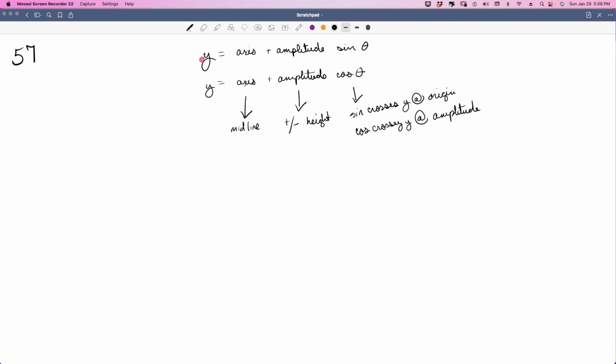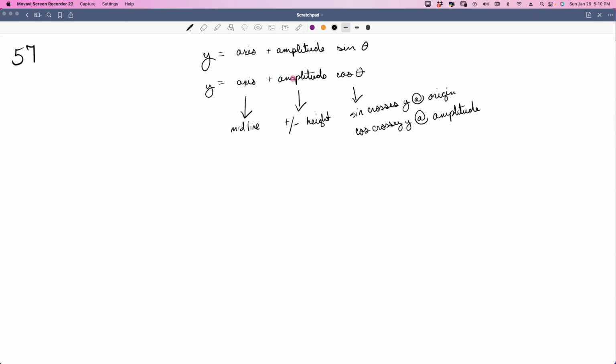So far we've learned that we can write a sinusoid function as y is equal to the axis plus the amplitude times the sine of theta, which just means that we have the midline of our sinusoid with how far up or down the sinusoid goes. And when it says sine, it crosses y at the origin. And the same thing for the cosine, except that when it says cosine, the y crosses at the amplitude.